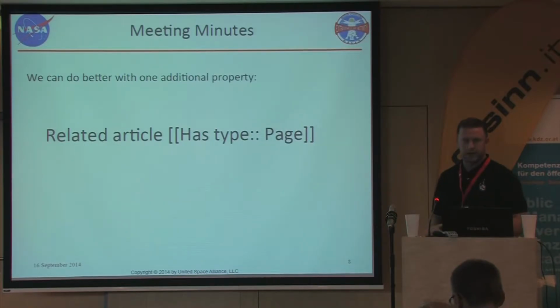So what we did is we add one simple property, related article, has type page, rather than trying to specify if it is a lesson plan thing or if it's a hardware thing or what exactly are we trying to say. Let's just say, hey, this pertains to this other thing. Just keep it real simple.